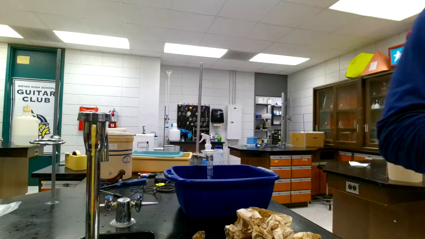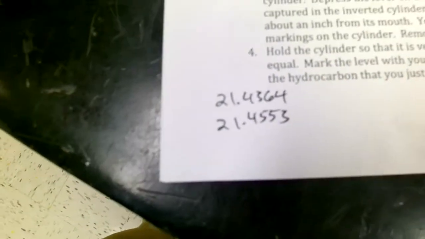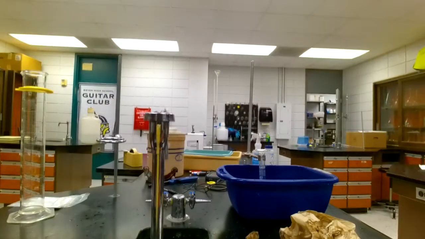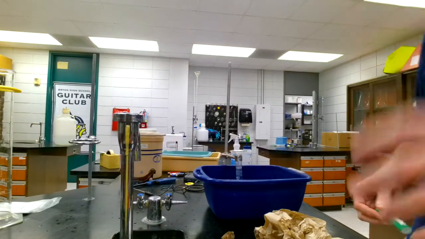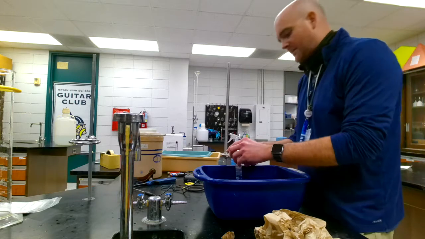And let's go check it out on the balance. It's 21.4553. Okay, so that is not good. This is our first one. This is our initial, and this is our final. It's supposed to lose mass. So obviously it gained a little bit of water, but not that much. Hopefully that water will still be the same. Maybe if I try it again, we'll get a better result. That's why this first one is usually not very bueno anyways.